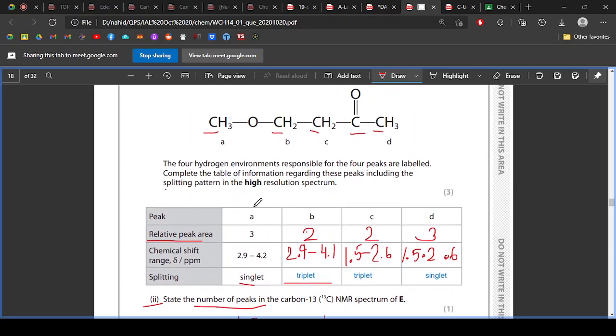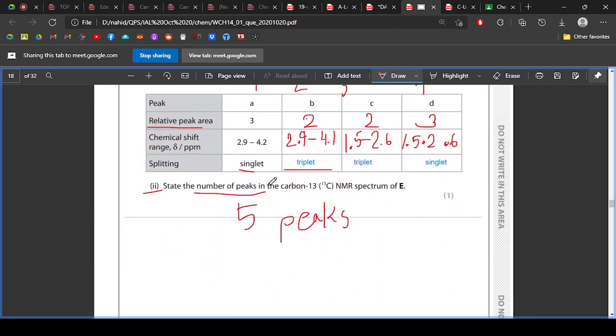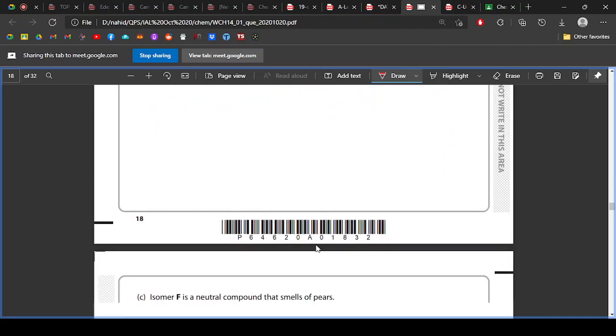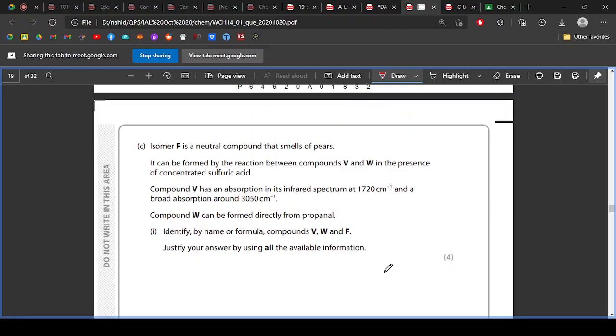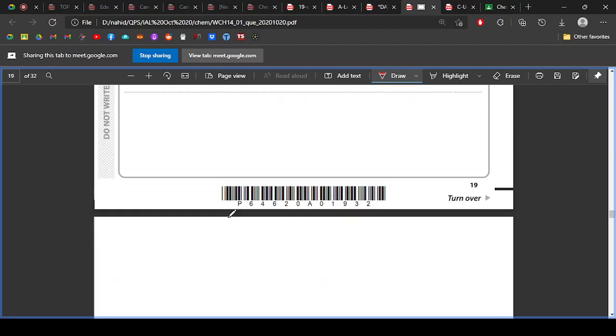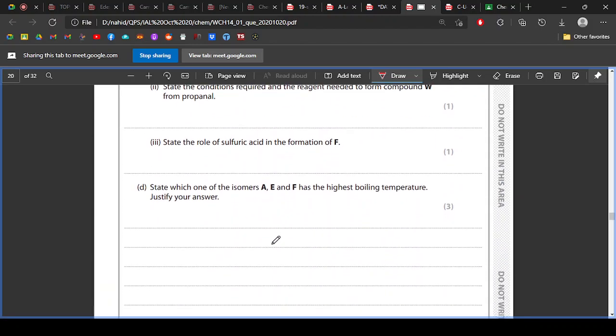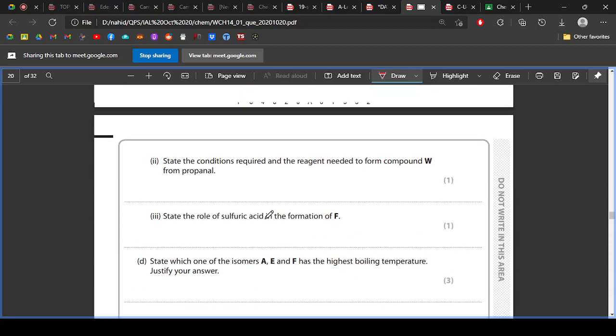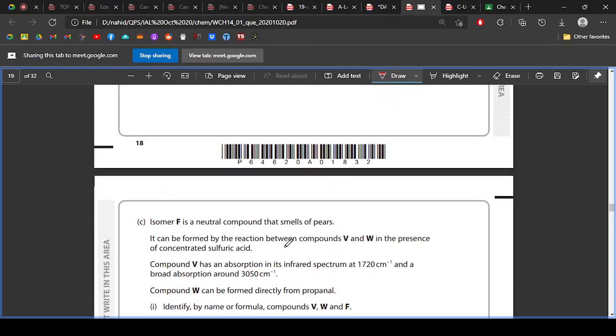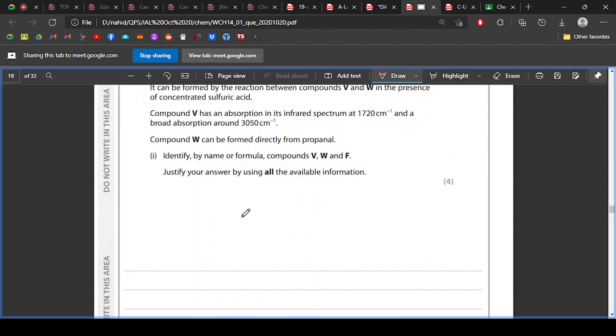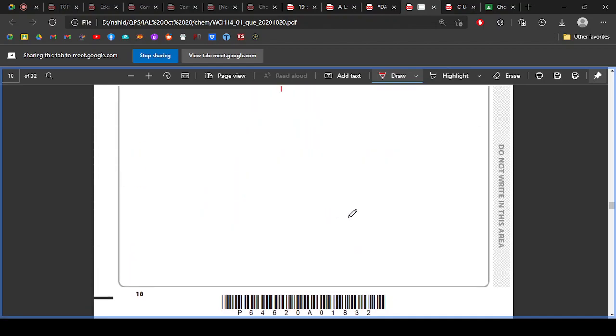For hydrogen NMR, we actually got 1, 2, 3, 4 peaks, because we had 4 different environments. But this is for carbon NMR, so targeting carbon atoms, not hydrogen. Is that clear? Okay. And then this is relating to the absorption spectrum. The rest of the question there is no need to do because it's not related to NMR. We'll discuss them later when we do question paper. Okay. All right.